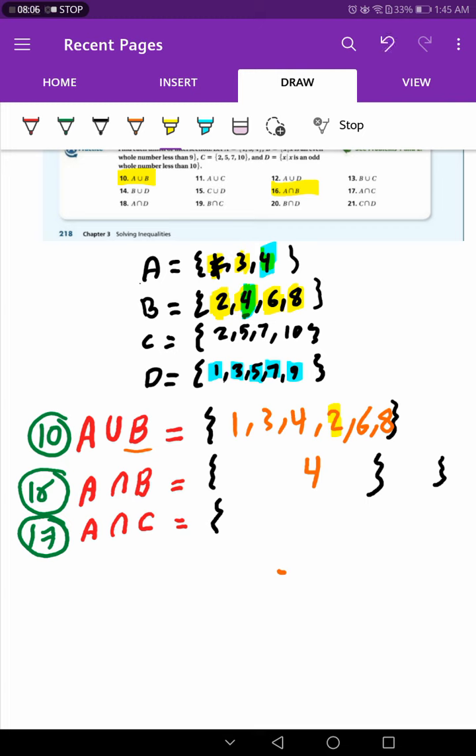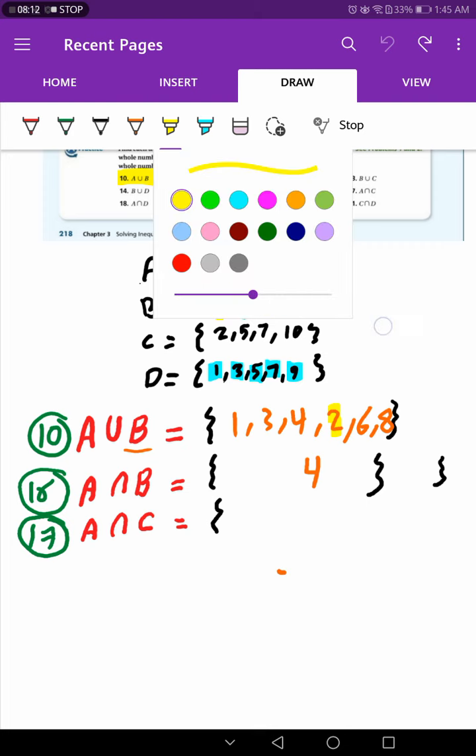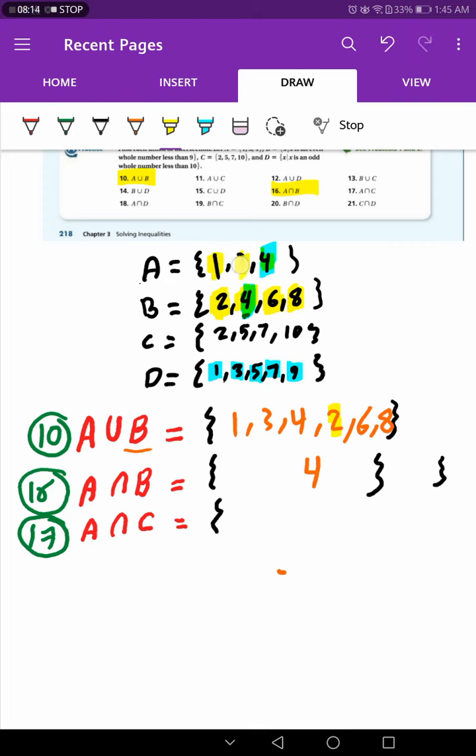Actually, there is no similar elements between them. See, I have 1, 3, 4 here, but here in C I have 2, 5, 7, and 10. There is no similar elements. So the answer is the empty set. Okay, empty set, or you can write phi. This phi means the empty set.